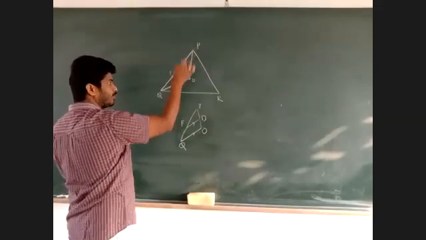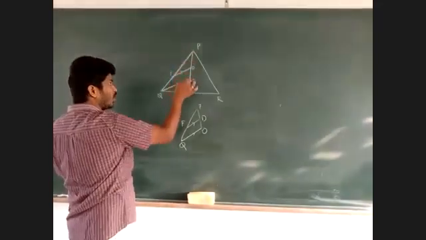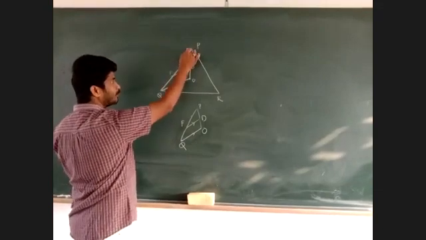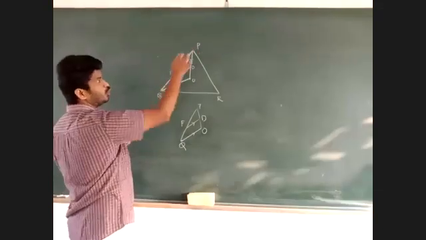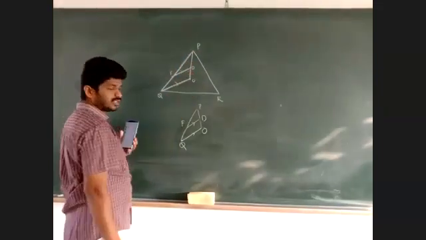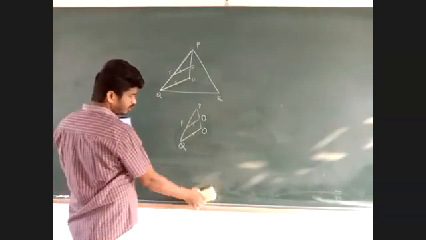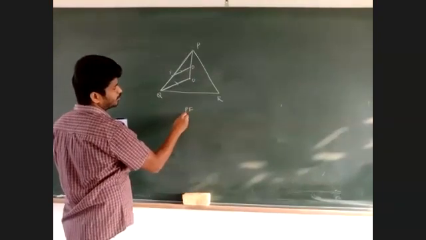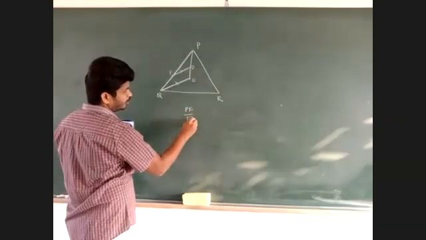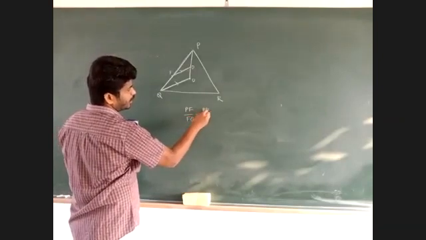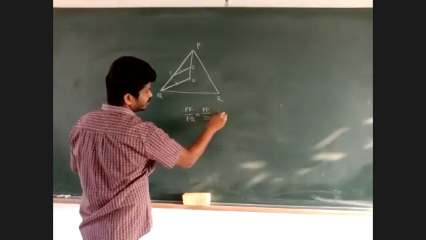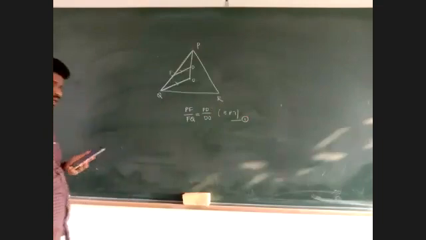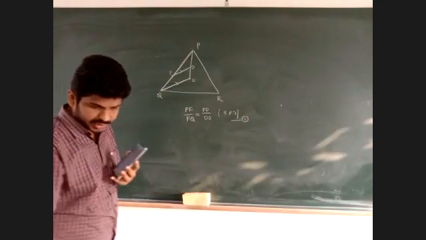In triangle POR, DF is parallel to OQ. Then apply basic proportionality theorem. PF by FQ equal to PD by DO. Is it clear? Yes, sir. Since basic proportionality theorem, PF by FQ equal to PD by DO. This is equation number 1. Next condition is what here?